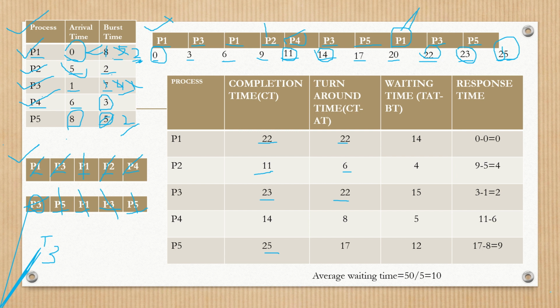Okay, and you know how to calculate the average. Take the sum divided by the total number of processes, 5. So average waiting time is the sum of waiting times divided by 5, which is equal to 10. If they ask for average turnaround time, take the sum of all turnaround times divided by 5, and you will get the average turnaround time.